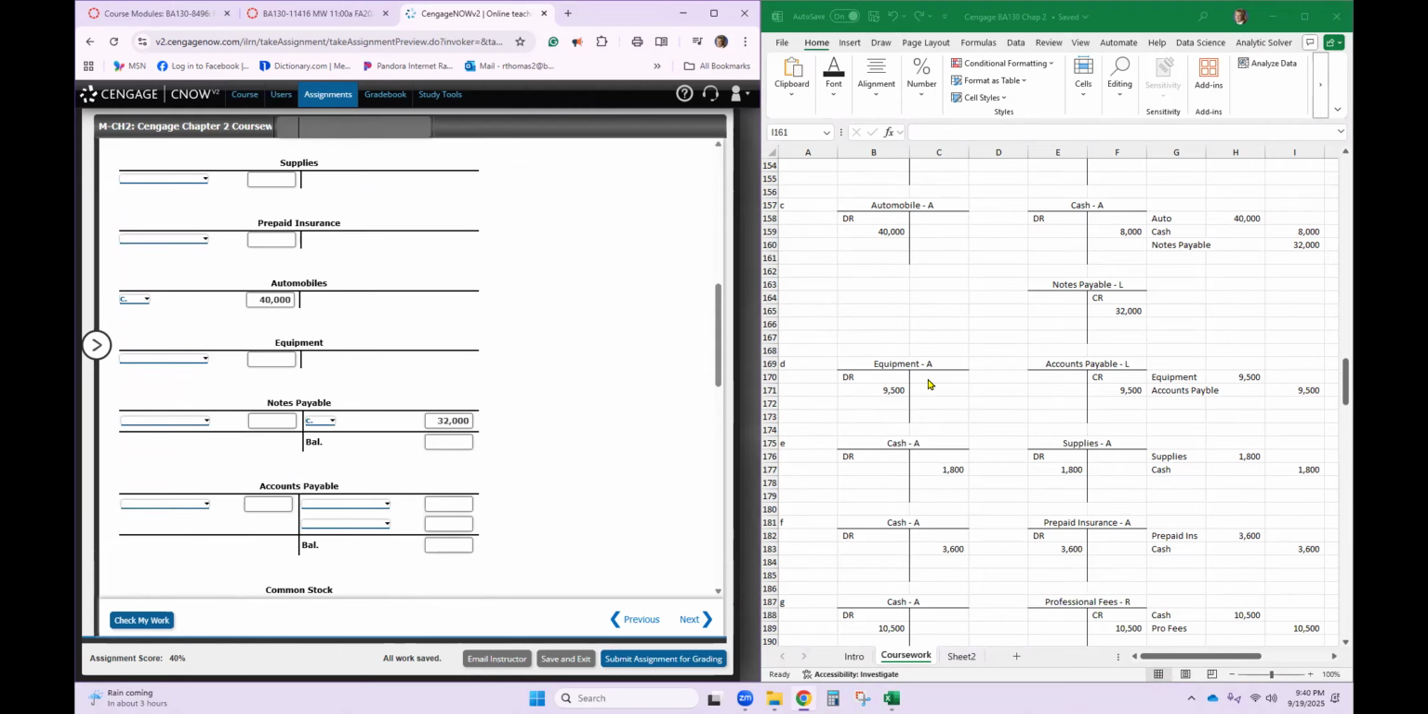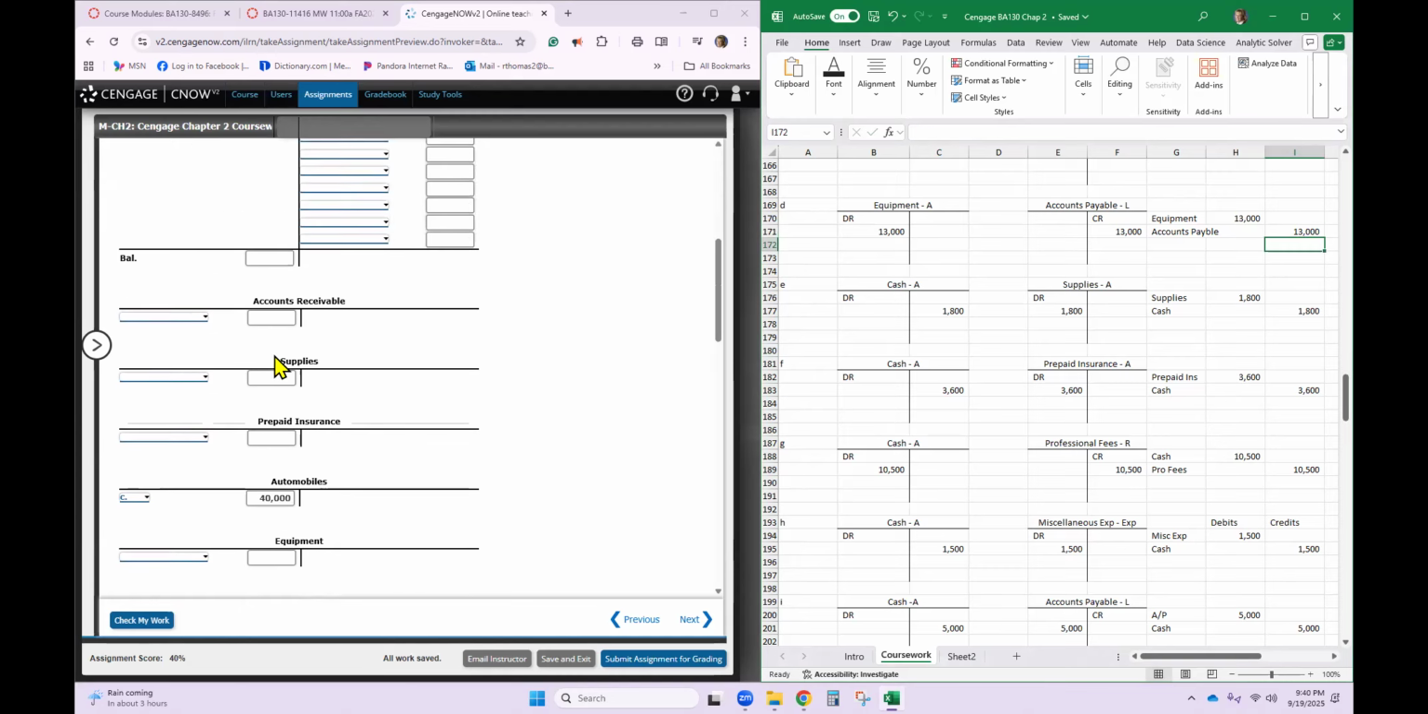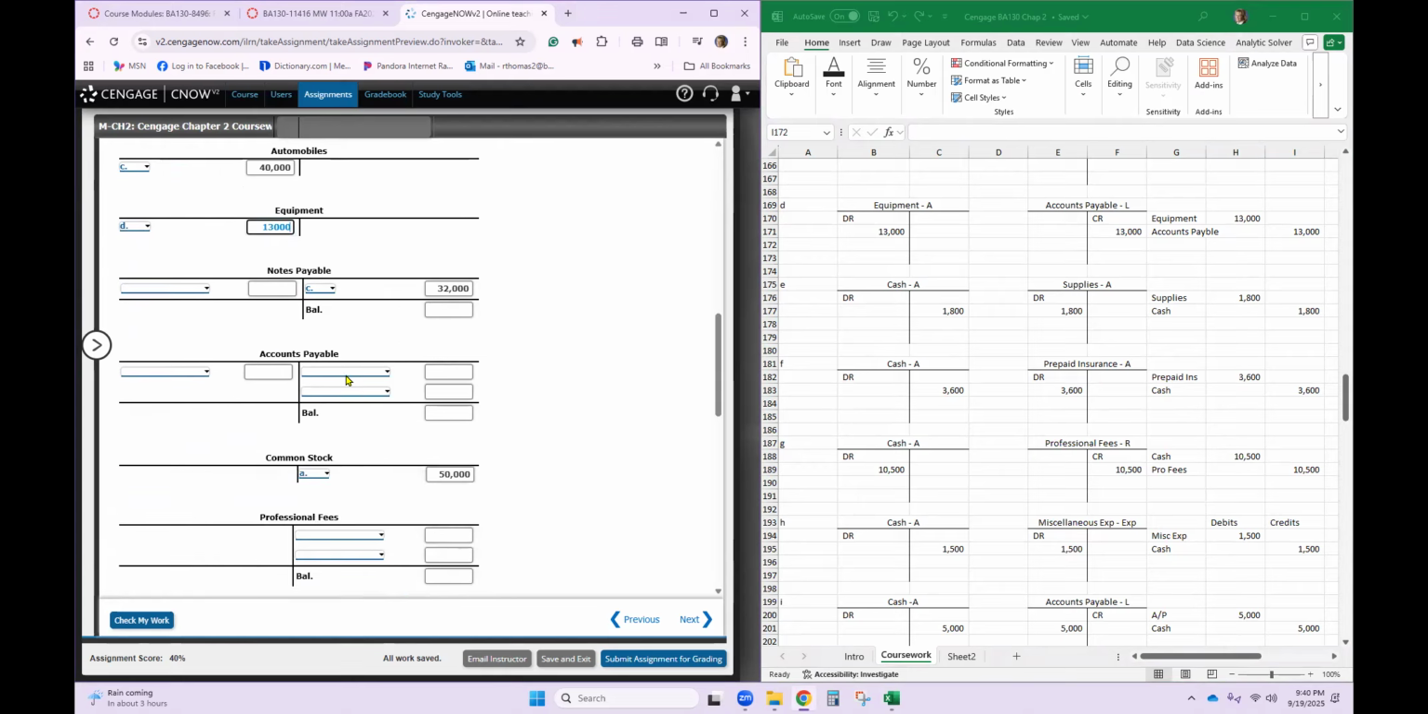So let's look. $13,000 is the equipment, and we put it on account. So equipment would get a debit and accounts payable would get a credit. So equipment is an asset. This is D. Okay, 13,000, and we did it on account. So that is accounts payable. Okay, accounts payable. We created an accounts payable when we did this. Okay, so we actually owe that now.